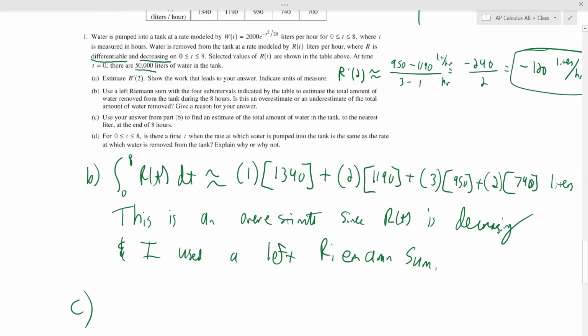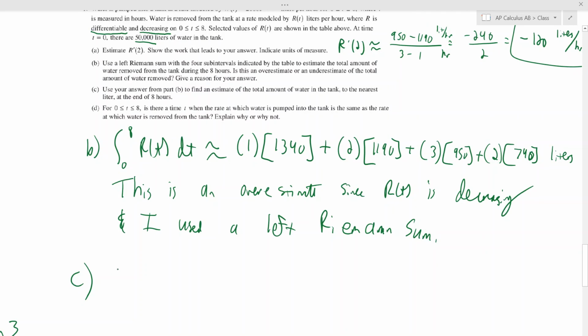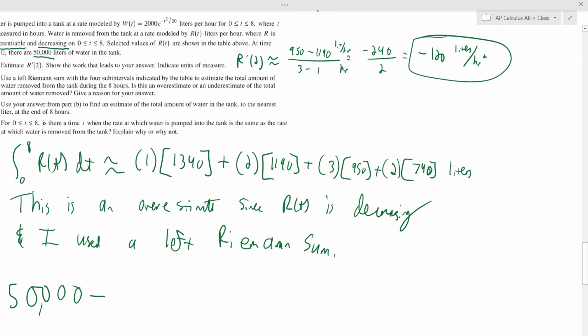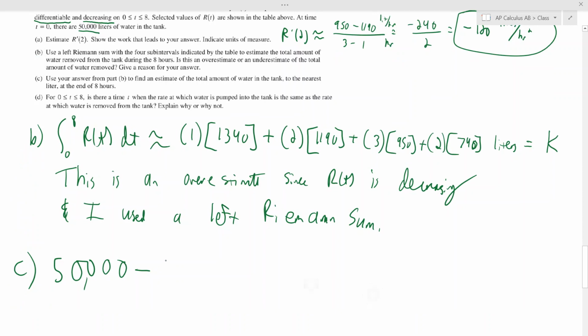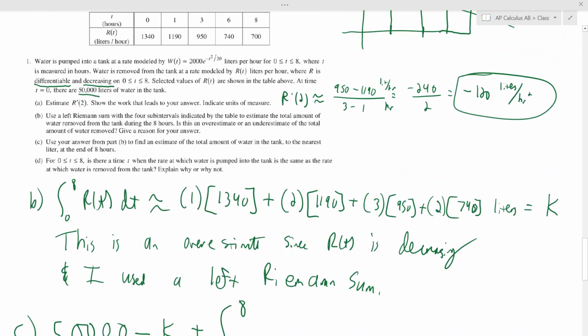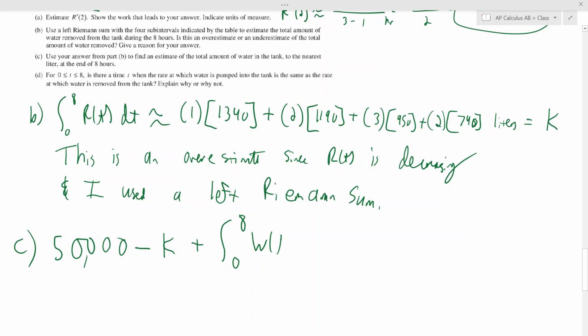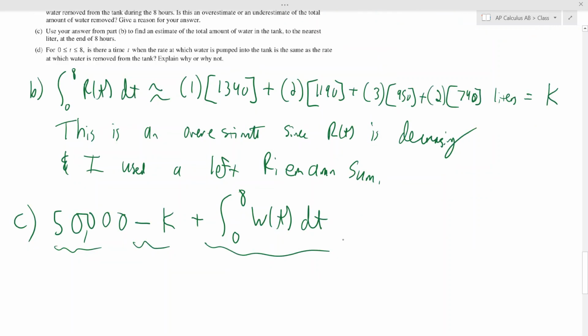Use your answer in B to find an estimate of the total amount of water in the tank to the nearest liter. To do this, that would be the 50,000 that was in there, minus how much we say came out, which I don't even know. Let's just call this whole big number K. So minus K, that's all the water that came out, plus the water that came in, which would be the integral from 0 to 8 of the rate in, W of t. So it's the amount that was there minus what left plus what came in. I don't know what this is. You would do it on a calculator.